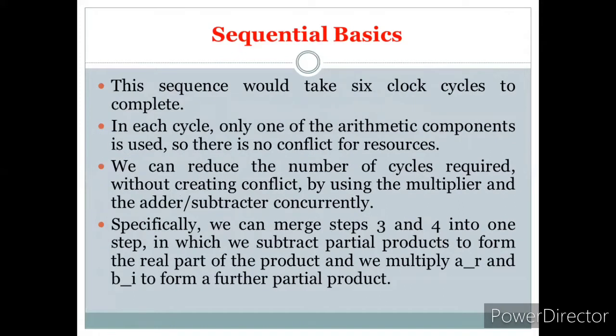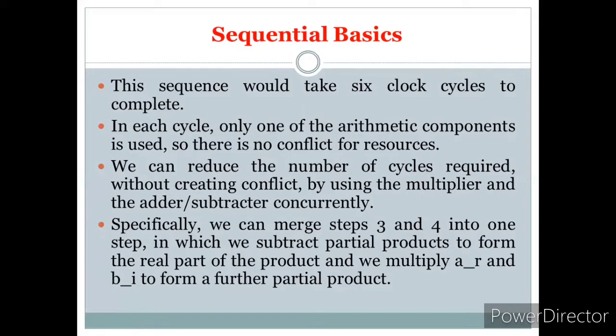Okay. So these are the steps we have. But selection of this one plays a very important role. And if you observe how many clock cycles it requires, this sequence would take around 6 clock cycles to complete. Because there are 6 steps, it will take around 6 clock cycles. In each cycle, only one of the arithmetic components is used. So there is no conflict for the resources. Now, if you observe in each step, only one operation is carried out, and there is no conflict because there is no interference of any other operations or any other signals there.